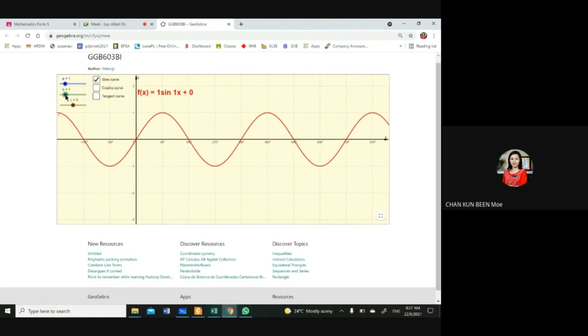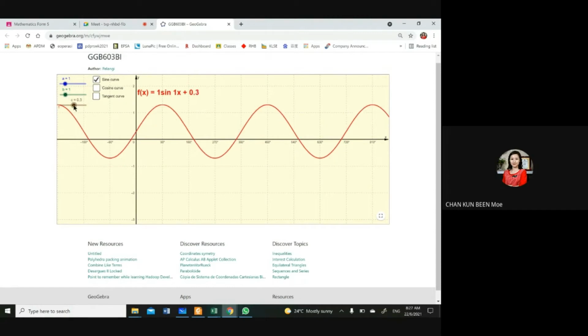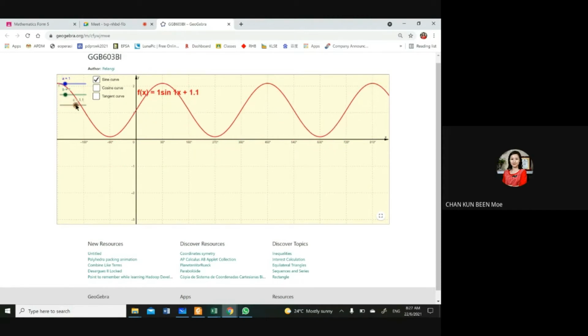So now is the original one. Now what happened to C? C is easy. When I move to 1, can you see what happened? The whole graph is shifted up 1 unit. Which means the original one, the maximum value is at 1, right? Now the maximum value becomes 2. And then down here, the minimum value originally is -1. It moves up, becomes 0. They shift the whole graph up.